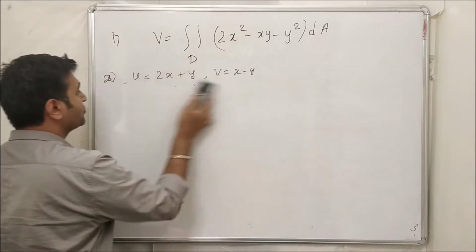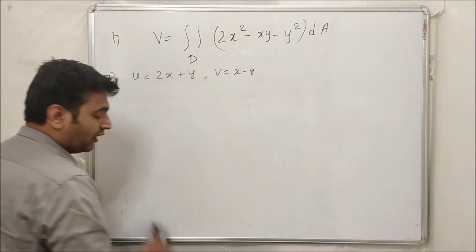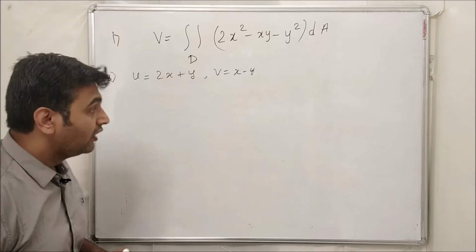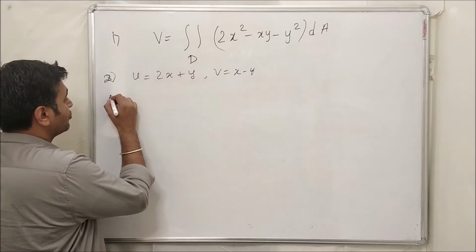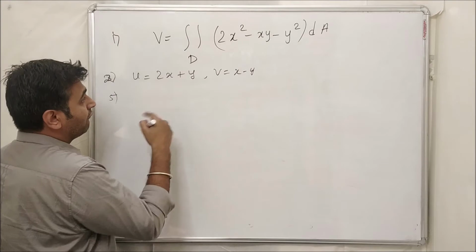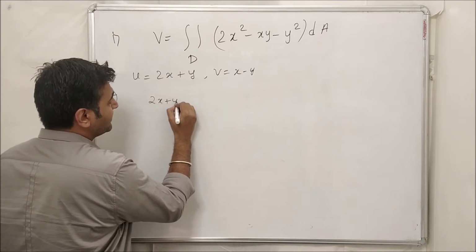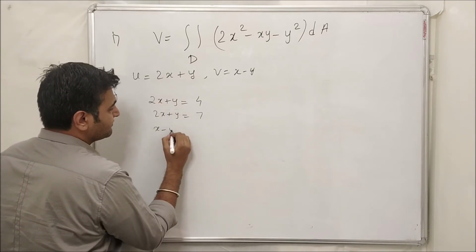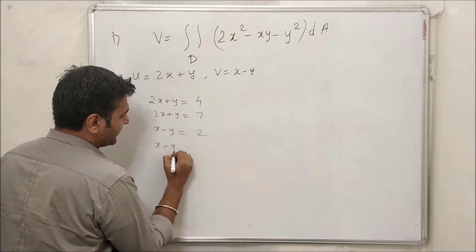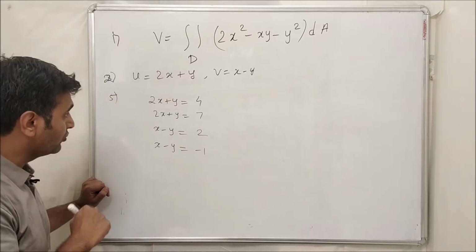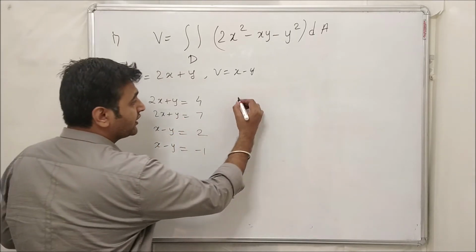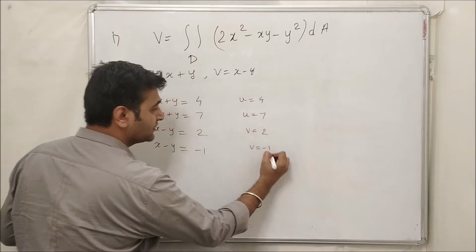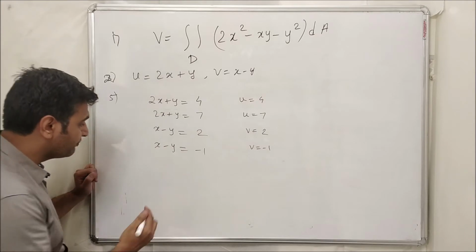Now what is the thing? You need to draw the region in the UV plane. For that you should draw the table which we drew in the first example of my last lecture. But here, to draw the table, that's the fifth point I think. What are the equations you are having? 2x plus y equal to 4, 2x plus y equal to 7, x minus y equal to 2, and x minus y equal to minus 1. If I am not wrong, this was the thing we had. From here what you get? You get u equal to 4, u equal to 7, v equal to 2, v equal to minus 1. Good, it's a rectangle, so job becomes easier.